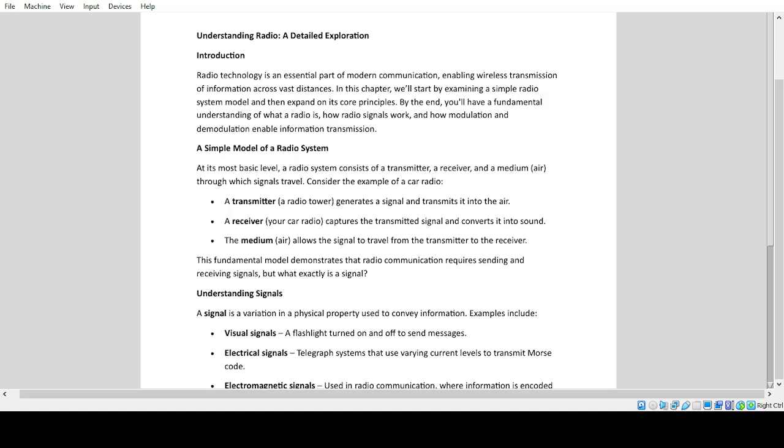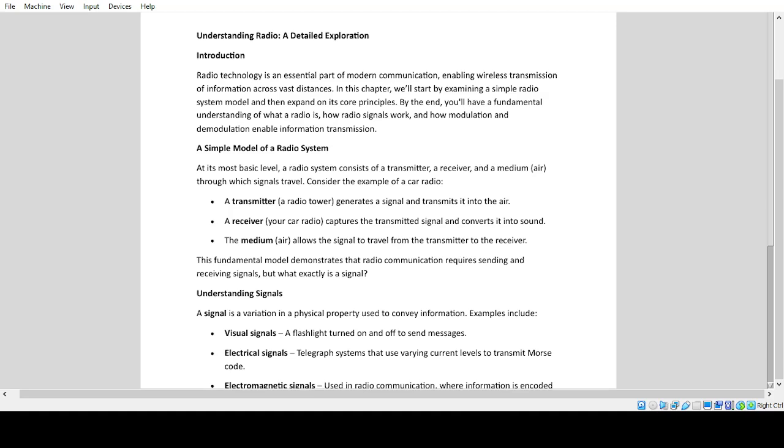In this chapter, we'll start by examining a simple radio system model and then expand on its core principles. By the end, you'll have a fundamental understanding of what a radio is, how radio signals work, and how modulation and demodulation enable information transmission.